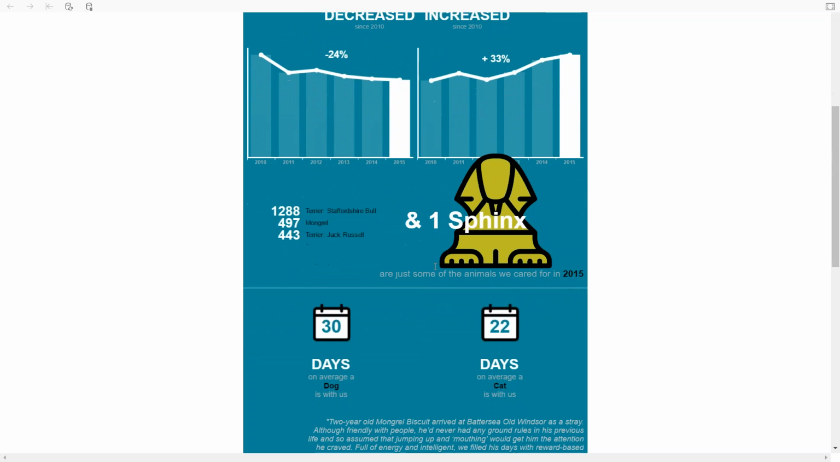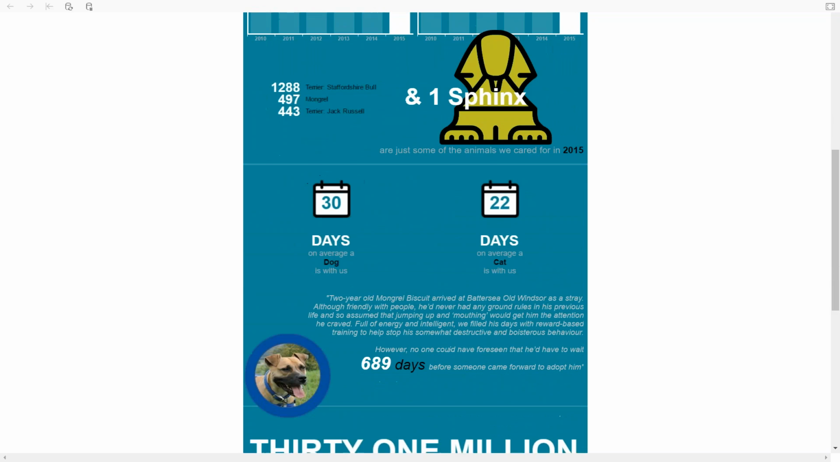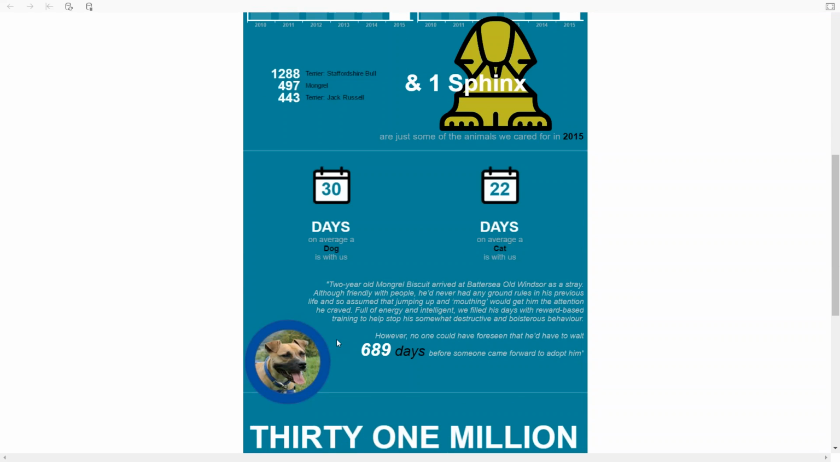Then there's just some kind of general stats. And then I was reading this story about this dog, Biscuit. Whilst the average for a dog is 30 days and the average for a cat is 22 days, Biscuit was with them for 689 days before he was rehomed. And I thought, I've got to add that in somewhere. It's such a really interesting story that he couldn't get rehomed.